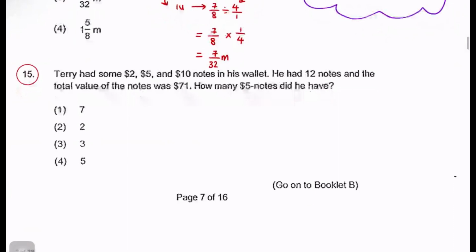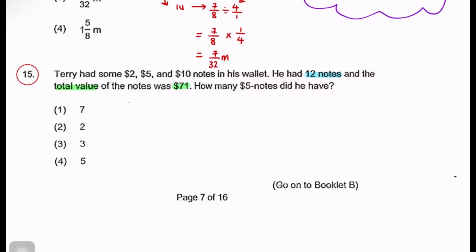Okay, question 15. Harry had some $2, $5, $10 notes in his wallet. So imagine he opened his wallet, he has $2, $5, $10 types. He has exactly 12 notes, 12 pieces of dollars. And the total value, when you add up all the money, is $71. How many $5 notes did he have?